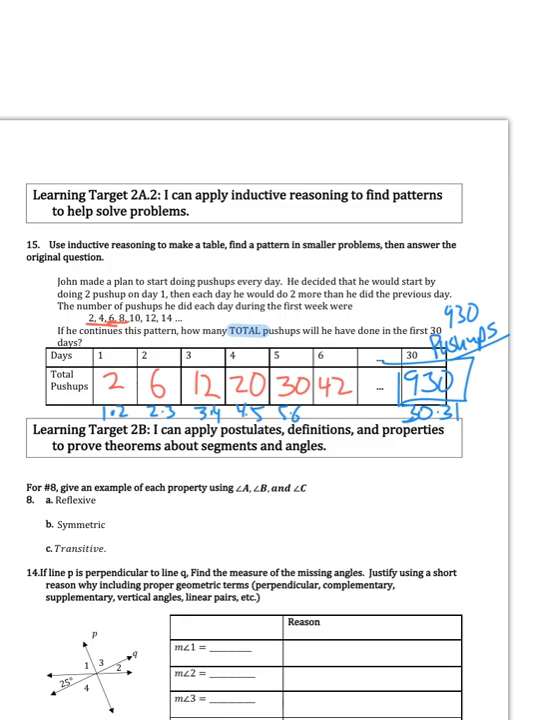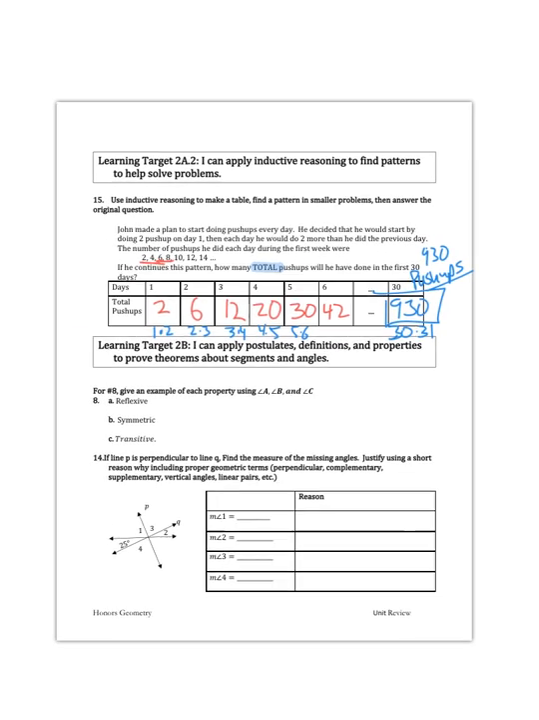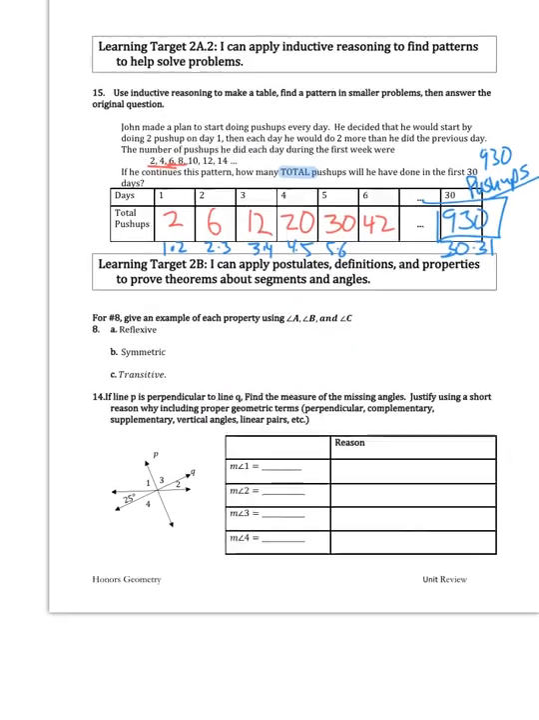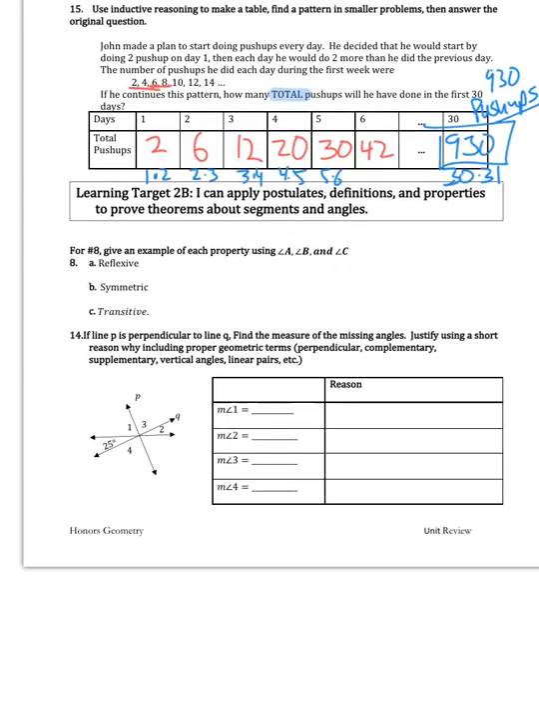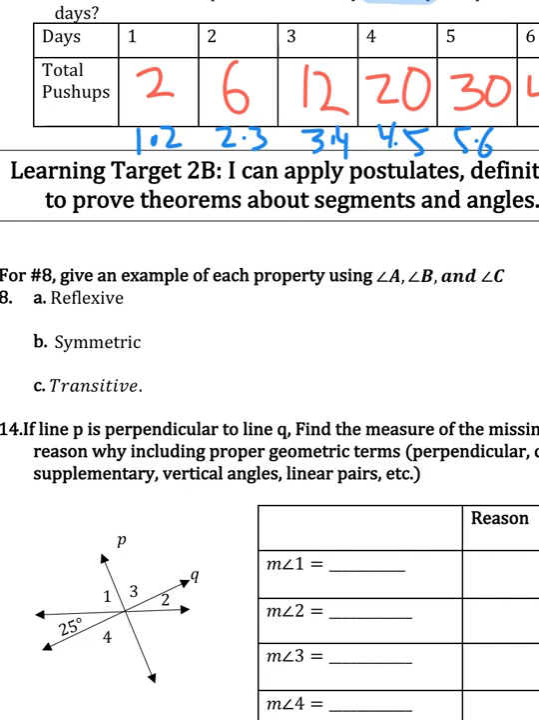All right, so next we're going to talk about proof and some postulates, definitions, properties, and using them to make proofs, all right? So when we have proofs, we've got to have reasons. And so some of the reasons we need to be familiar with are these properties. So we have 3 important properties. We have the reflexive property, and we want to give an example of the property using these angles. Well, remember, reflexive is like angle A is congruent to angle A, all right? So anything is congruent to itself, or B is congruent to B, or C is congruent to C.